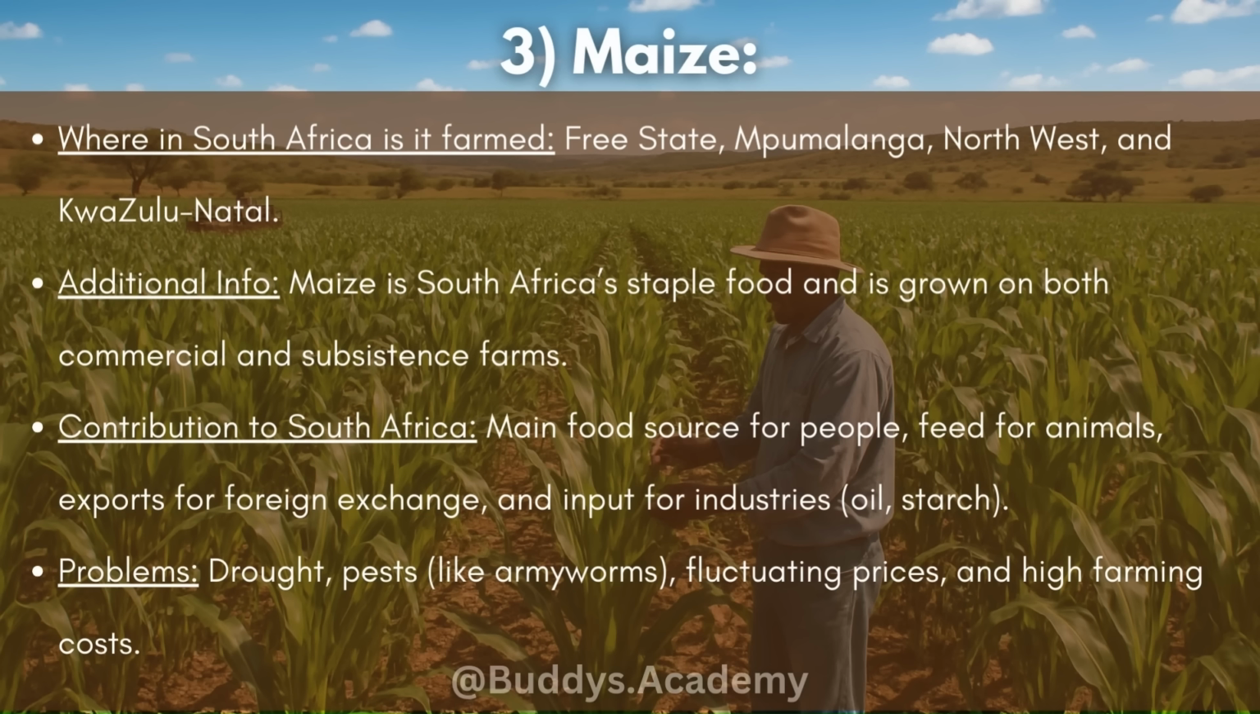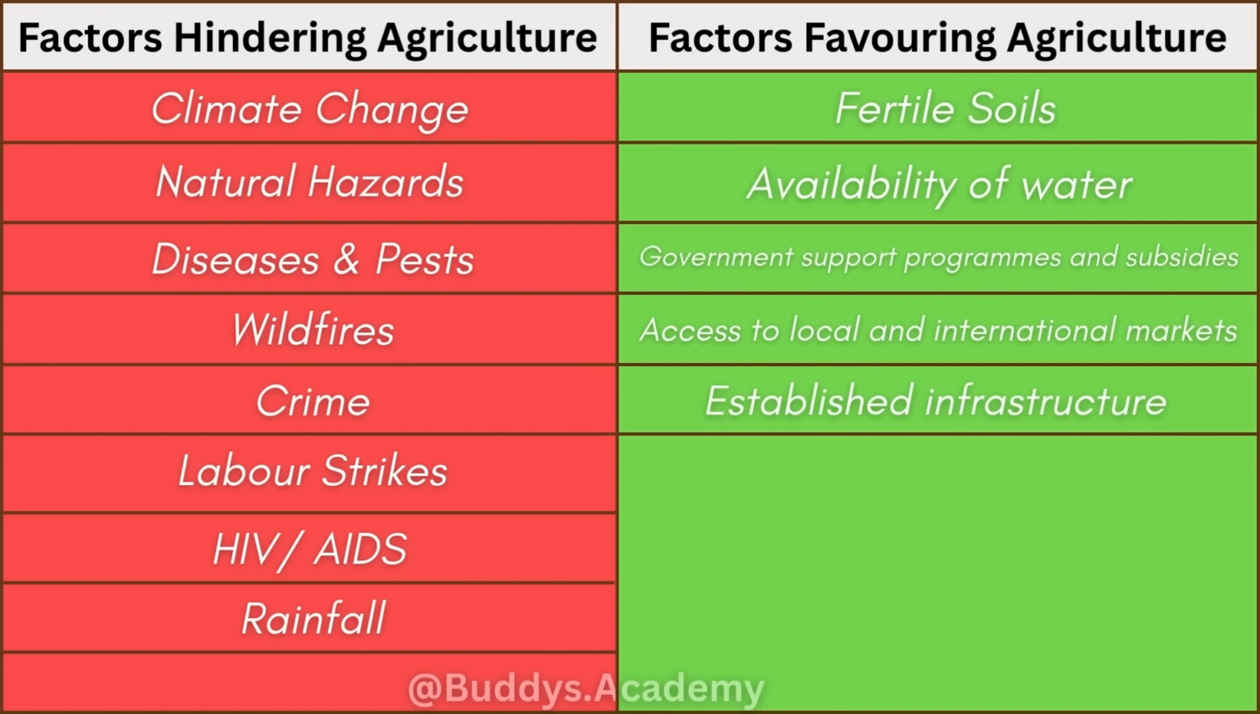So now let's take a look at this table that's going to display the summary of factors that are going to be favoring and hindering agriculture. So firstly, let's take a look at your factors that are going to hinder agriculture, right? So we have climate change. We know climate change and farming do not go together. Temperatures are getting hotter, crops can die, that can lead to droughts, and it can be absolutely detrimental to agriculture.